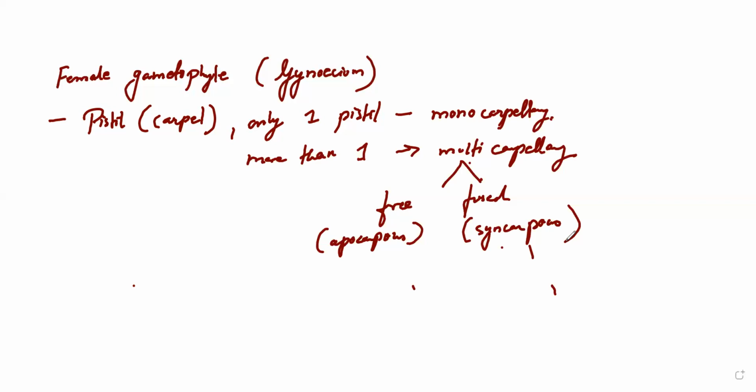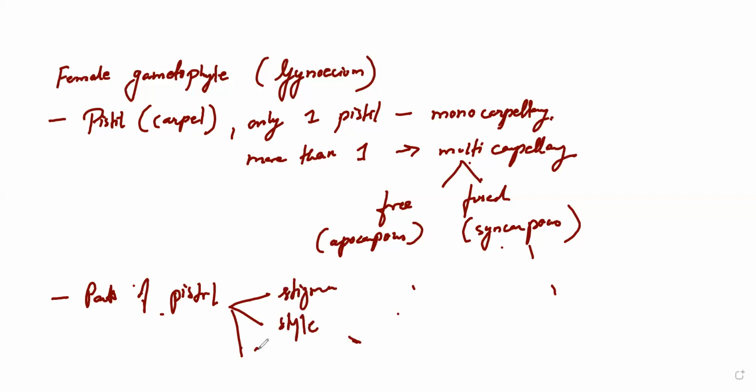So let's see what are the parts of a pistil. Generally pistil consists of 3 parts: stigma, style, ovary. These are the 3 important parts of a pistil.